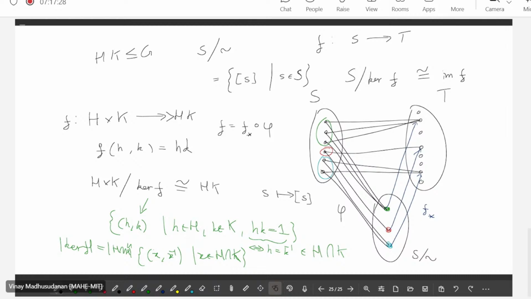So by definition they get mapped to different elements. Our mapping F star is: class of S gets mapped to F of S, which is well defined because of the way the equivalence is defined. This F star is injective and its image is image F. Therefore, F star is a bijection from the quotient to the image. Therefore, the quotient is isomorphic to the image. That is your first isomorphism theorem.